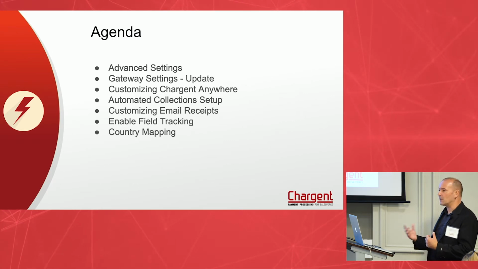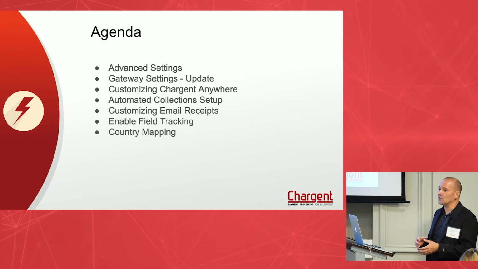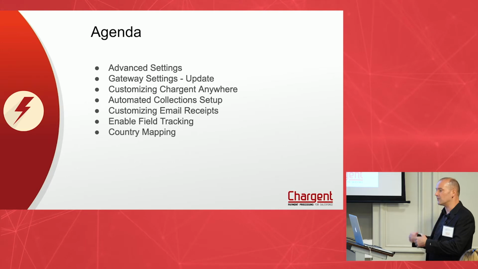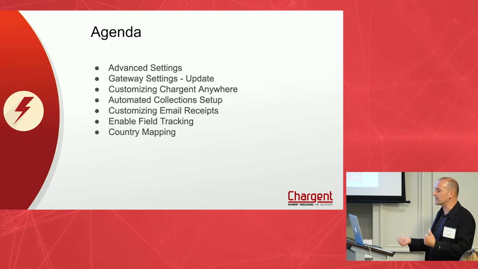If you remember when I was talking about electronic check and ACH, the advanced settings is where you're going to go to actually enable that. So you set it up in the gateway wizard when you're going through the steps, but then in order to actually get it visible, you need to go to the advanced settings tab.